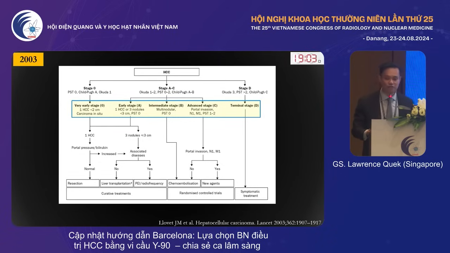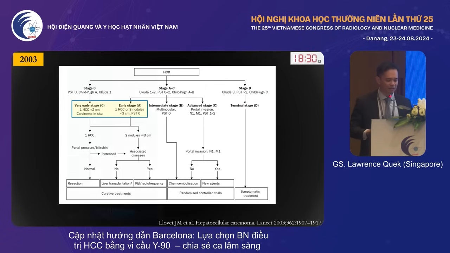From the very early stage 0 with 1 HCC less than 2 centimeter, moving on to early stage A with 1 HCC or 3 nodules less than 3 centimeter with a good performance score. And then moving on to intermediate stage B, multinodular, but also a good performance score. And then you have the advanced stage where there's portal invasion, nodal involvement and metastasis, and eventually the terminal stage D.